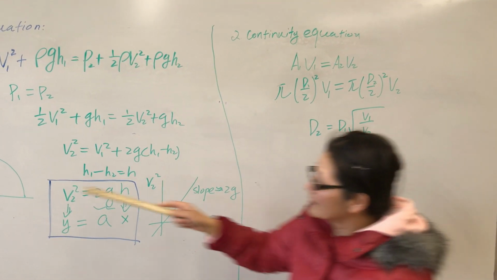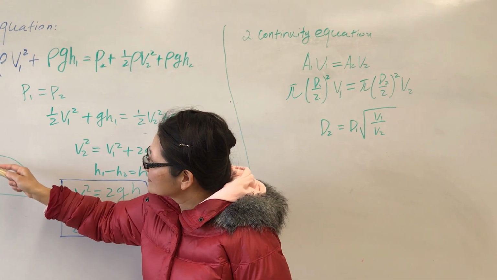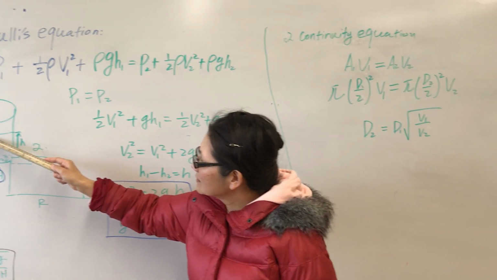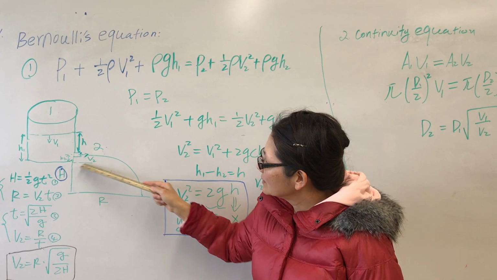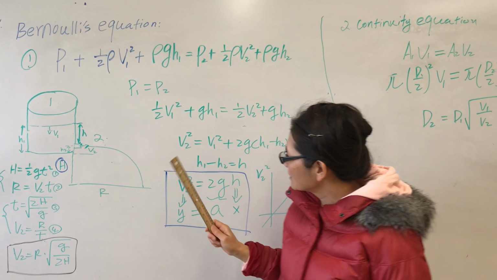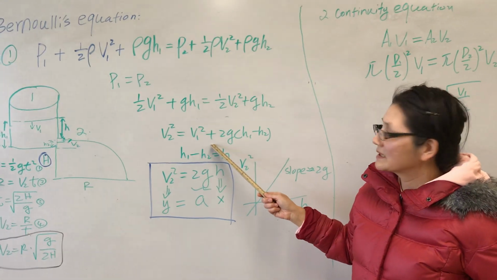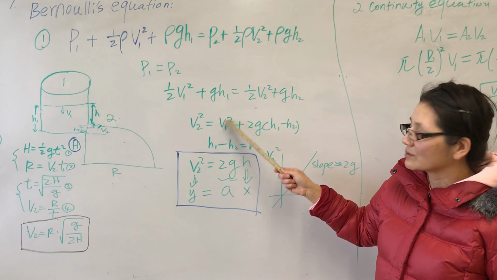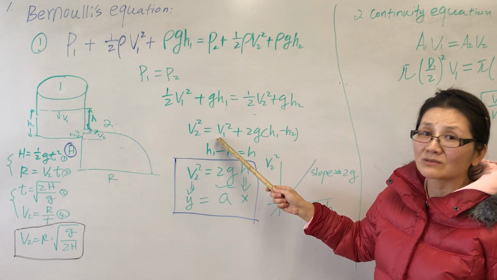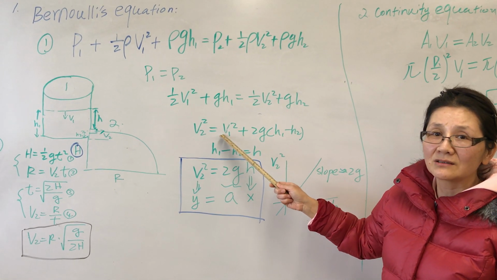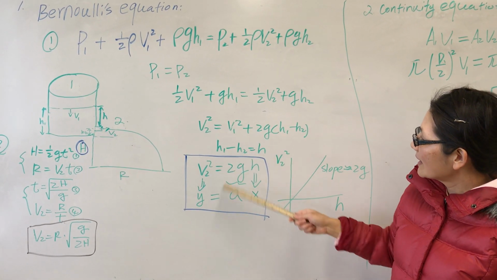V1 is the speed of the water in the tank. We're going to slow it down, and V2 is how fast the water is shooting out. And here I didn't explain that. V1 I canceled, because later on you will see that compared to V2 it is very small, so I ignored it. That's why I got this equation.